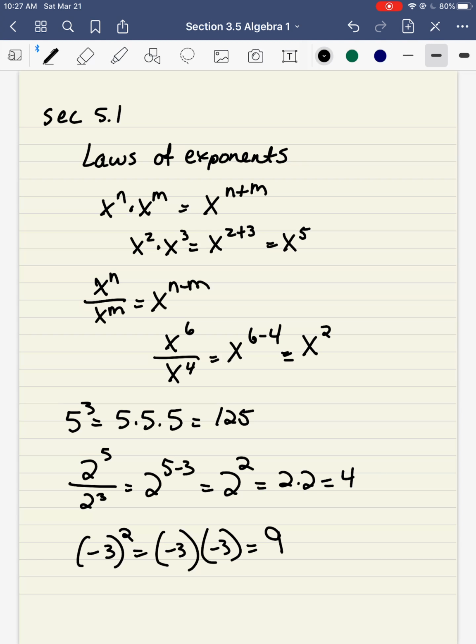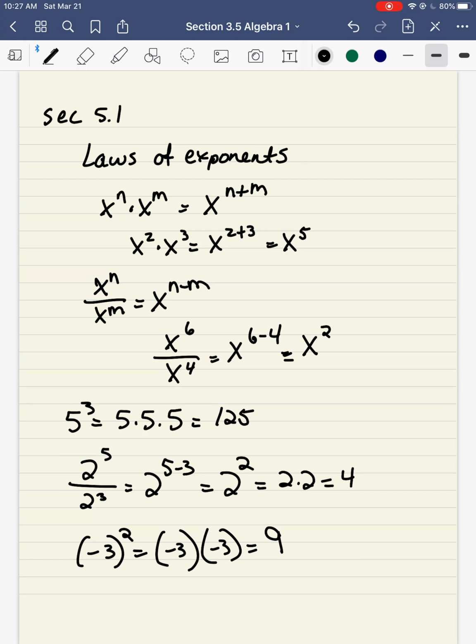Section 5.1, Laws of Exponents. When you have the same base, x is considered the base, n is considered the exponent, you add the exponents. So x to the n times x to the m is equal to x to the n plus m. As an example, if I have x to the second power times x to the third, that's equal to x to the 2 plus 3, or x to the fifth.